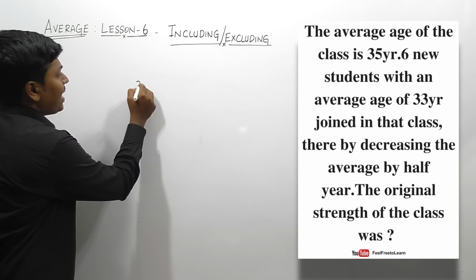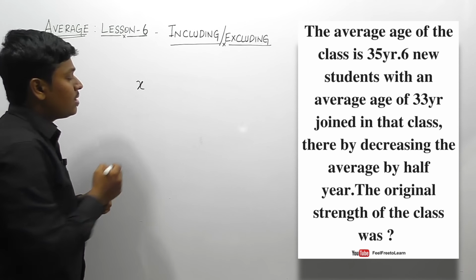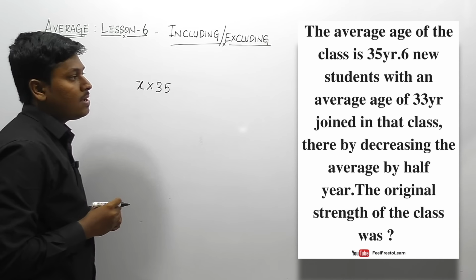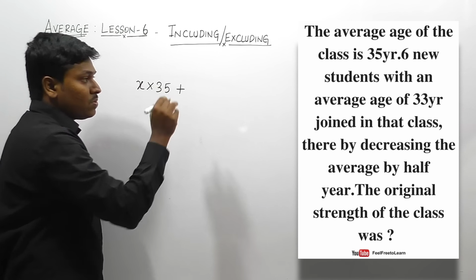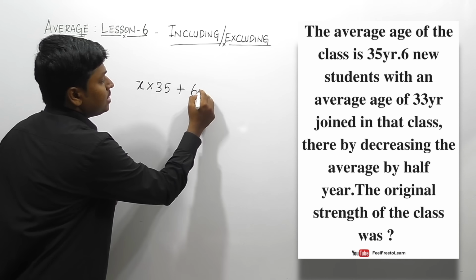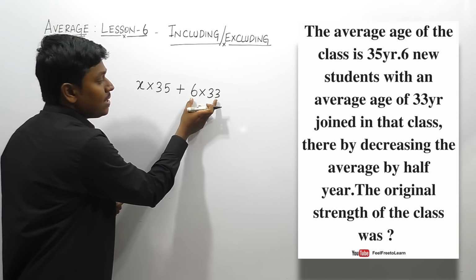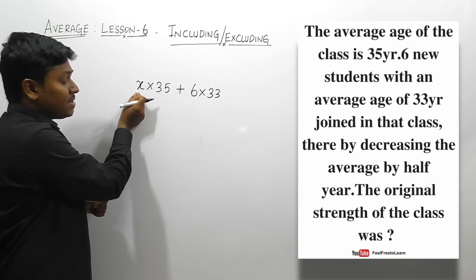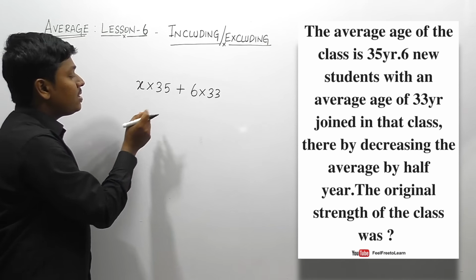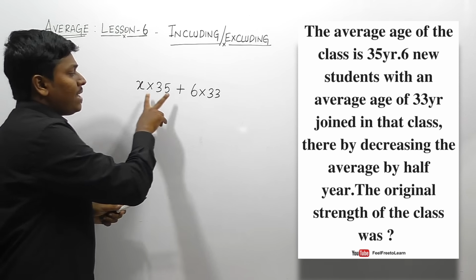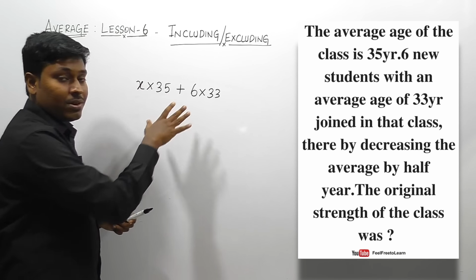So let me assume that x will be the original strength of the classroom. So x into 35, the resultant will be the total age of the class, right? Plus now 6 new students are added and the average of the 6 students will be 33 years. So 6 into 33, the resultant will be the total age of the 6 persons. And the original strength of the classroom will be x. So x into 35 will be the total age of the original class, right? So friends, when we add both the values, the resultant will be the total age of the classroom.